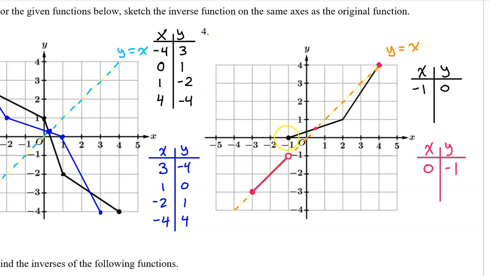In addition, the key point (-1, 0) on the original function will correspond to the point (0, -1) on the inverse function. Here's the point (0, -1). Next, the key point (2, 1) on the original function will correspond to the point (1, 2) on the inverse function. The point (1, 2) is right here. Connecting the points in a similar manner as the original function completes the graph of the inverse function.